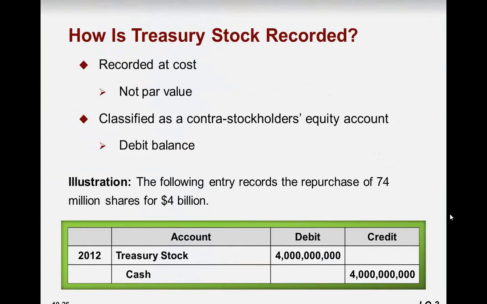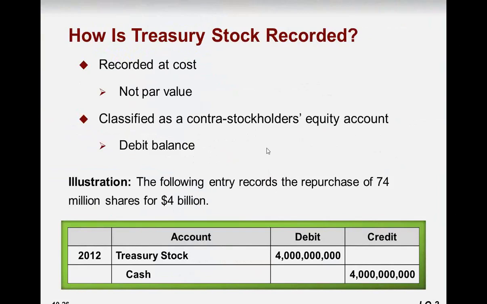So how is Treasury stock recorded? We record it at cost, not at par value. If we do a repurchase of our own stock, whatever we pay for it is what we record it for. This is also an interesting classification. It is classified as a contra stockholders' equity account. Therefore, it has a normal debit balance. It will reduce our stockholders' equity.